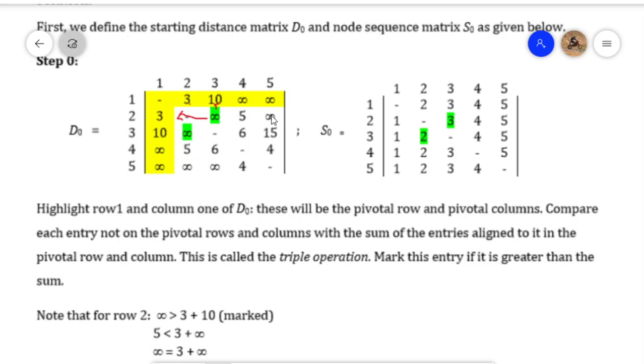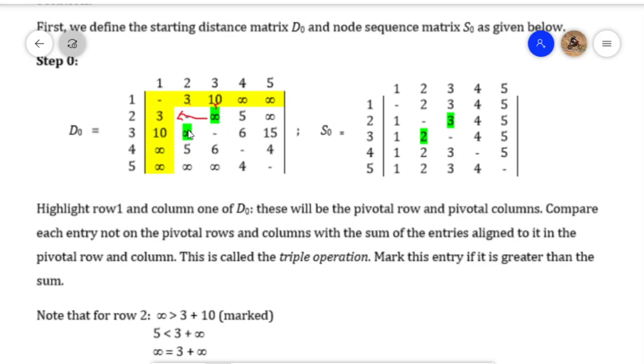Next is infinity. The entry that we are to compare this with is infinity plus 3. Infinity plus 3 is still infinity, only equal to the current distance here, infinity. So we do not replace this entry yet. So for the second row, one entry will be replaced in the next iteration.